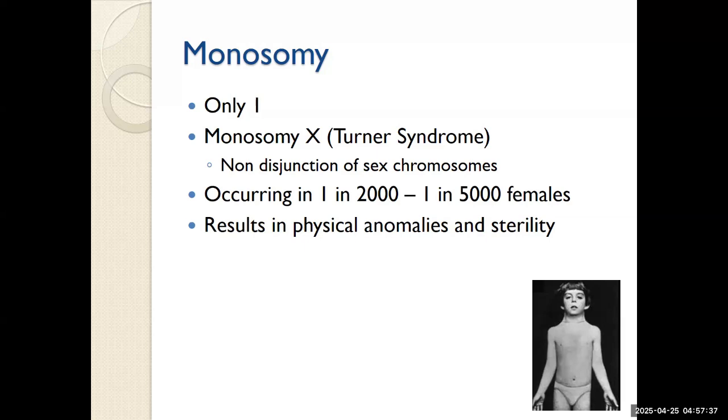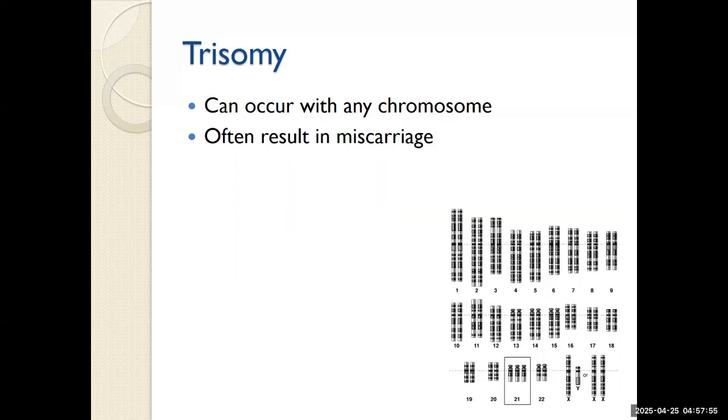Girls with Turner syndrome typically experience gonadal dysfunction, non-working ovaries, which will result in sterility. Any chromosome could be subject to non-disjunction and result in a trisomy inheritance pattern, but almost all will result in spontaneous abortion or miscarriage within the first few weeks of fetal development. The exceptions being trisomy 21, 18, and 13.